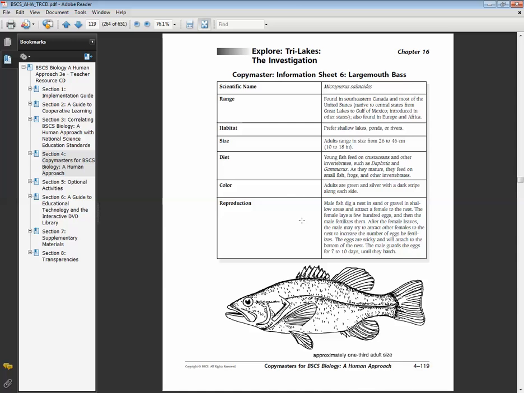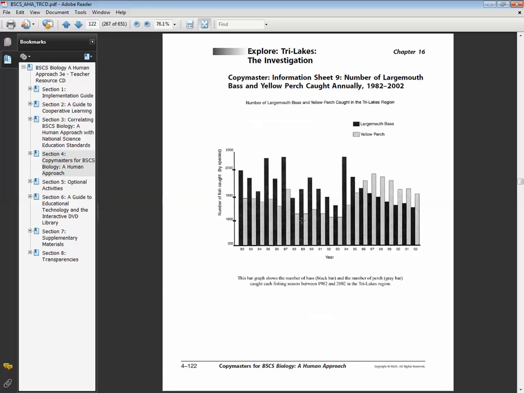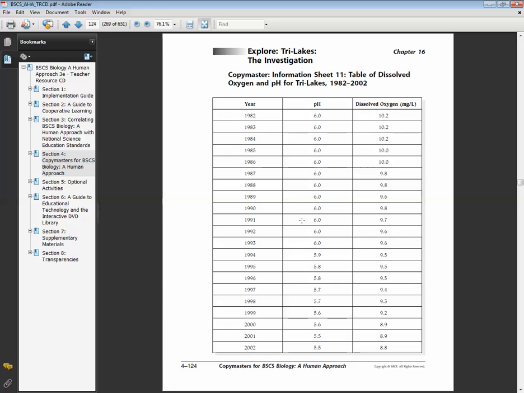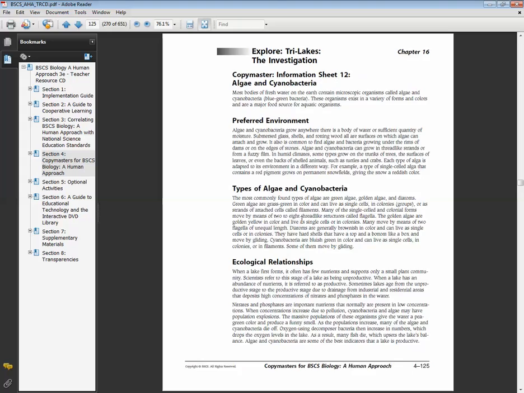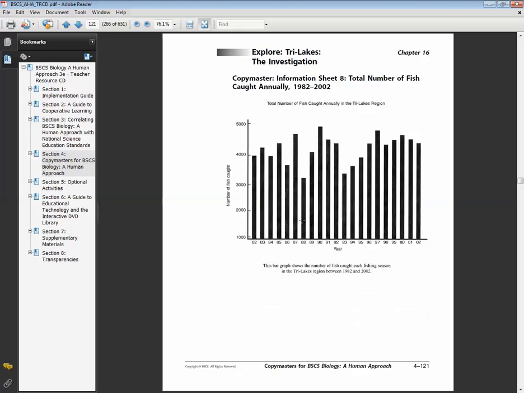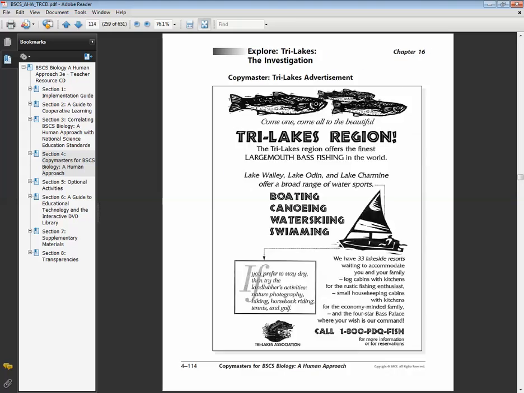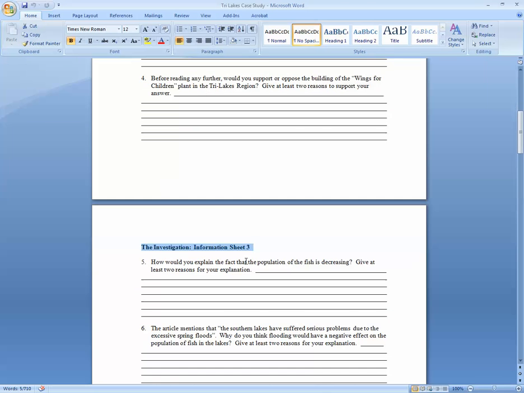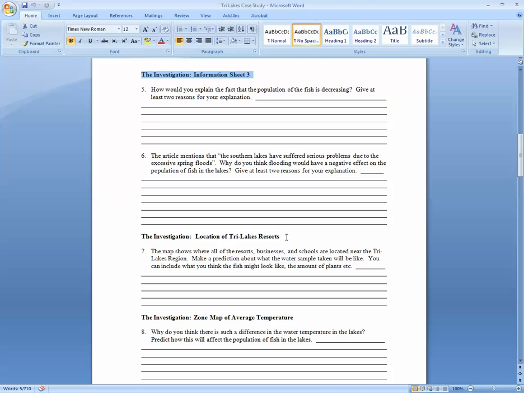And I'm just scrolling through the pages. As you can see, they're not all text. Some of them are charts and graphs that you're going to have to analyze. So you're going to do a specific case study on a specific example. As you work through your packet here, you have the sheets. Again, they correspond to the bold words.